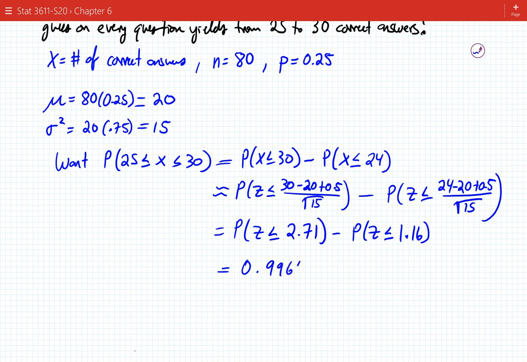Double check your table skills. You should get about 0.9966 minus 0.8770. And so this is about 11.96% or 0.1196.